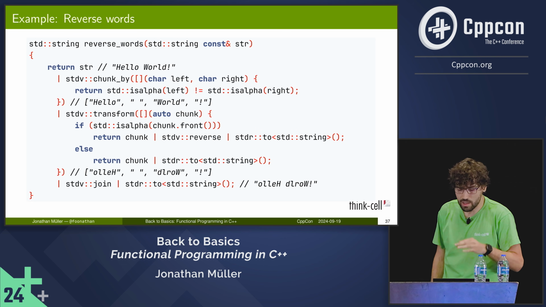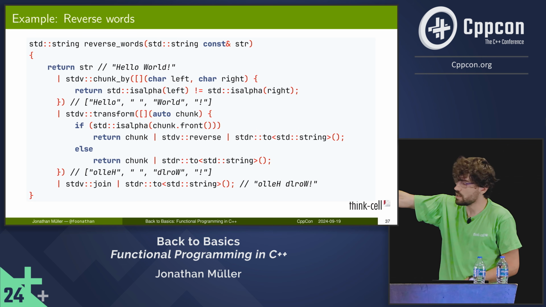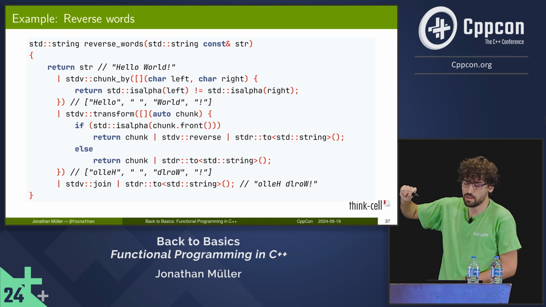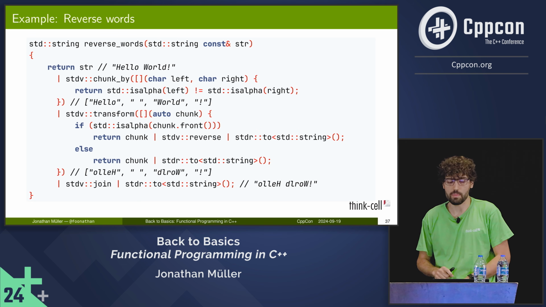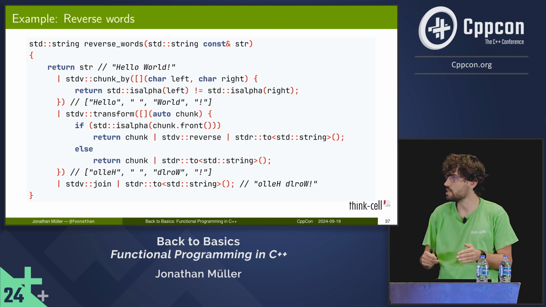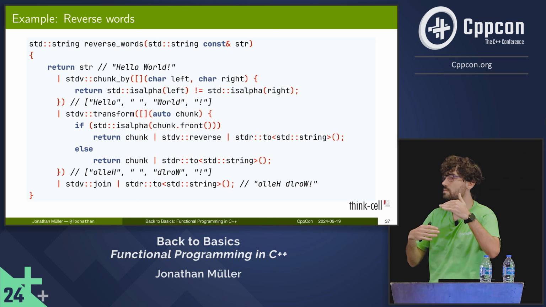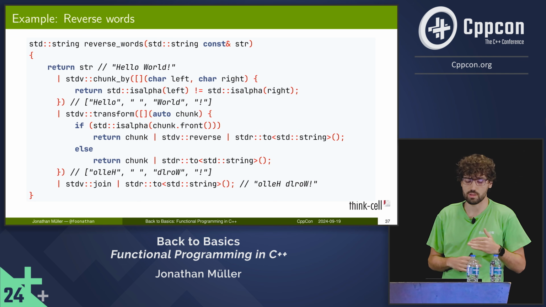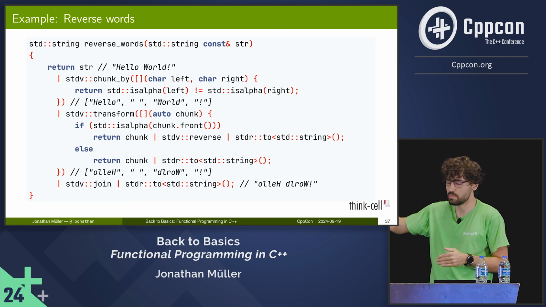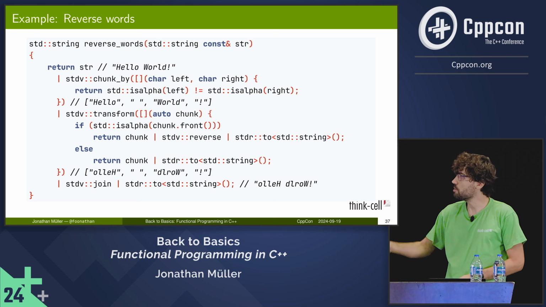So the intermediate string in the predicate here eagerly creates a std string. This is because chunk and reverse of a chunk don't have the same type, so we need to have the same type to return from the lambda. This is why we do some intermediate string there. And then we're almost done.